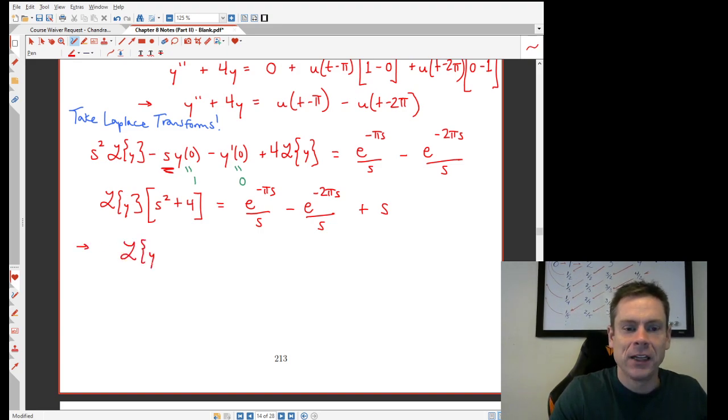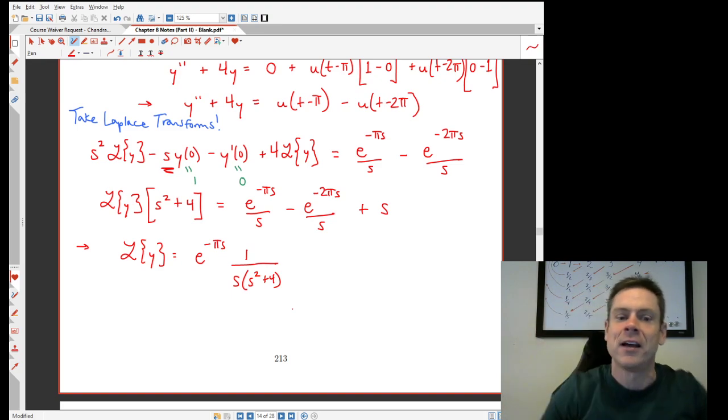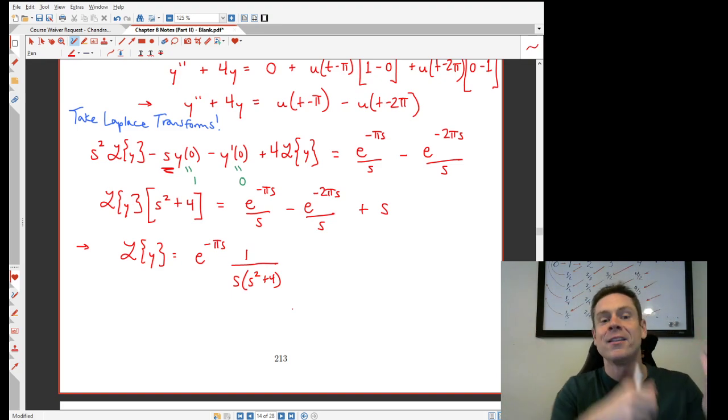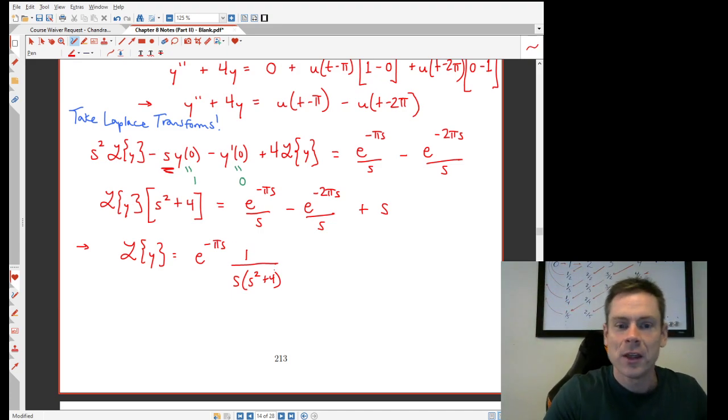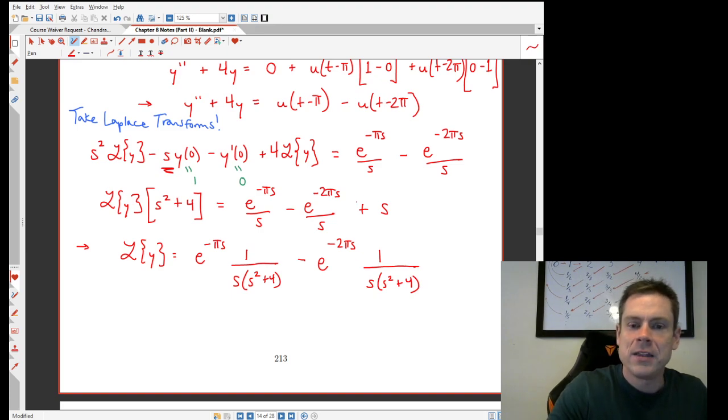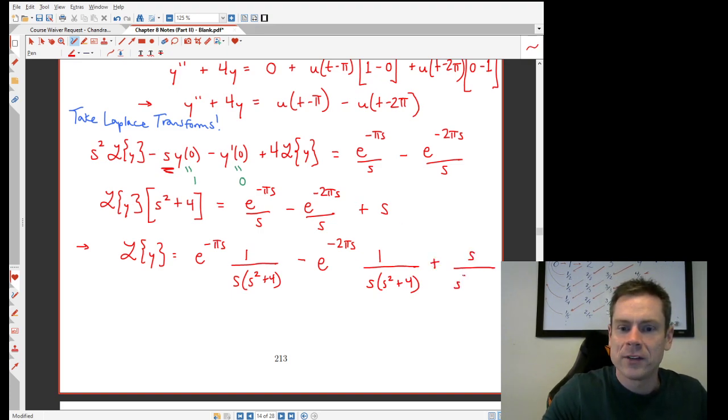All right, I can now divide by s squared plus 4. And if I do, I have L of y equals, and then I'm actually going to write e to the minus pi s. I'm going to take this s and write it as 1 over s, because then I'm writing into a form where I can recognize a different Laplace transform formula, the one that has e to the minus as times some function that we then have to deal with. So I'm going to divide down that s squared plus 4. That goes to all of these terms. So I think we get this. And I'll do the same thing here. So 1 over s squared plus 4. And then finally we have a plus s over s squared plus 4.